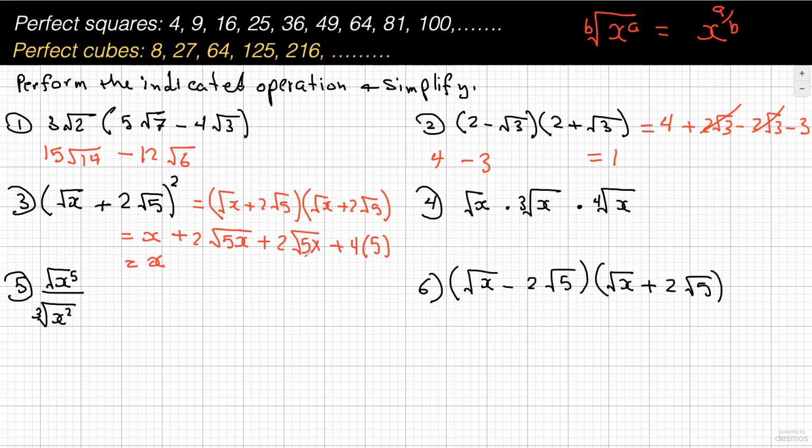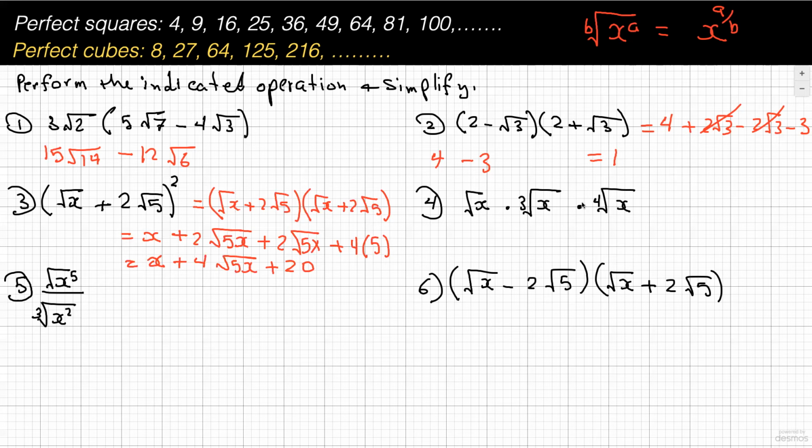So therefore, this will give me x. 2 plus 2 because they're like terms. So that's going to give me plus 4 root 5x, and that's 4 times 5, which is 20. Again, when you multiply 2 root 5 times 2 root 5, you're supposed to get 4 root 25, but root 25 is 5, so this becomes just 4 times 5. The shortcut I take, I always say if you multiply a radical by itself, you just get rid of the radical sign. Okay, so that's that.